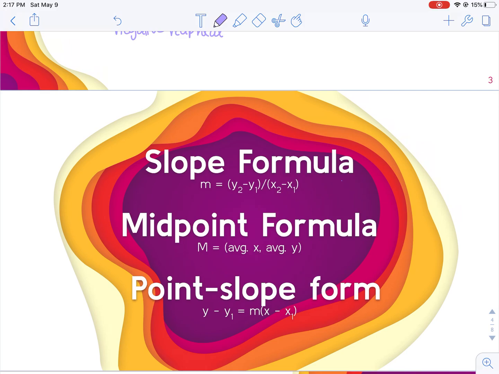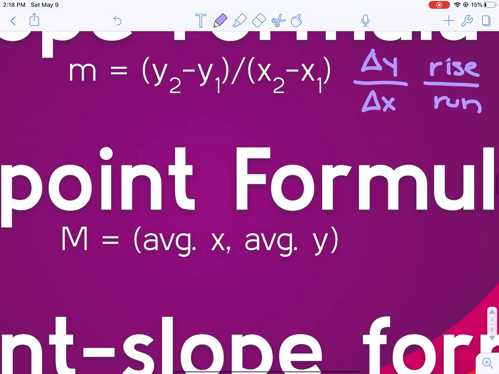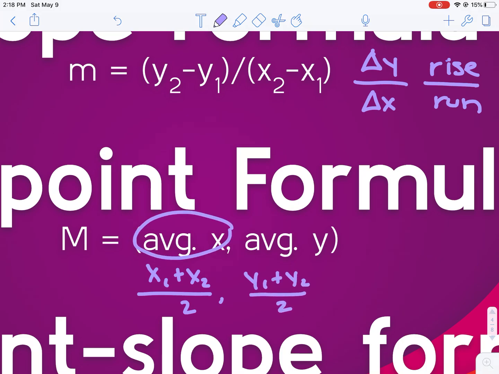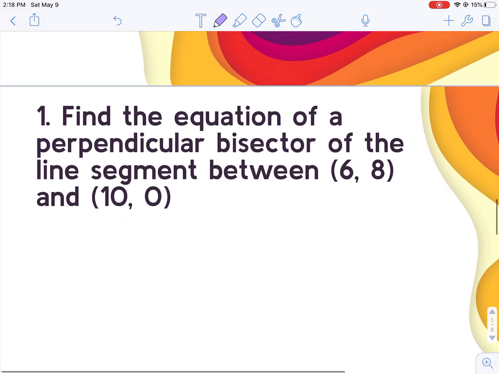You're going to need to remember your slope formula, which is y2 minus y1 over x2 minus x1, or change in y over change in x, or you can think of it as rise over run. Your midpoint formula, which could be x1 plus x2 over 2, y1 plus y2 over 2, but it's really just the average of your x's and average of your y's. And you're going to take both of those things and plug it into point slope form. So we're going to practice this.